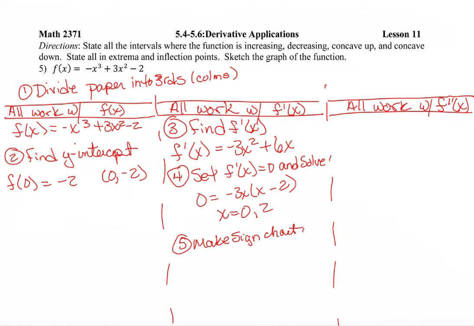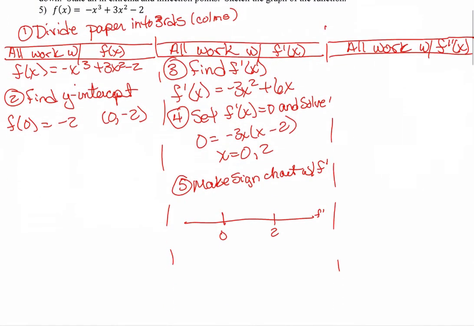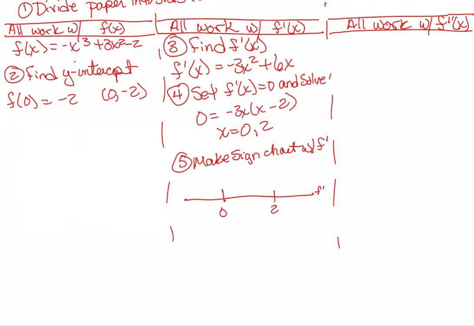Now I'm going to go further with f prime. So that's 0, 2, and I'm going to put a little f prime out here next to my bar so that I know that I'm making this sign chart with my derivative. I'm going to test negative 1, 1, and 3. I'm testing it into the factored version.